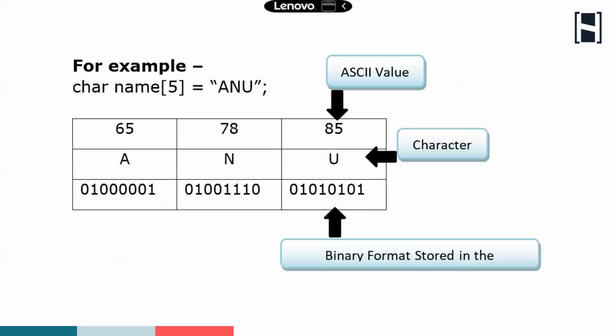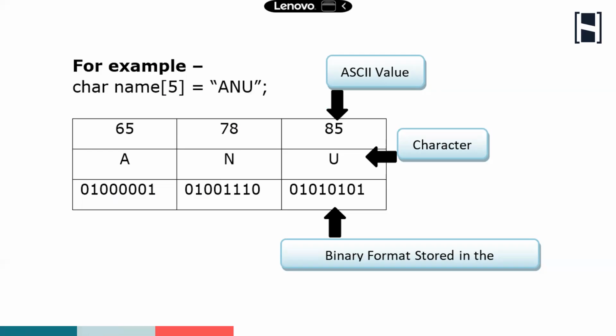For example, look at this. I am creating a string value. I am saying char name. Name is the name of my variable, equals to Anu. I'm giving the value as Anu. Right. Now, what will my computer understand about A? Nothing. It doesn't know what is A, what is N, what is U. No idea about it. But what will happen in the background?